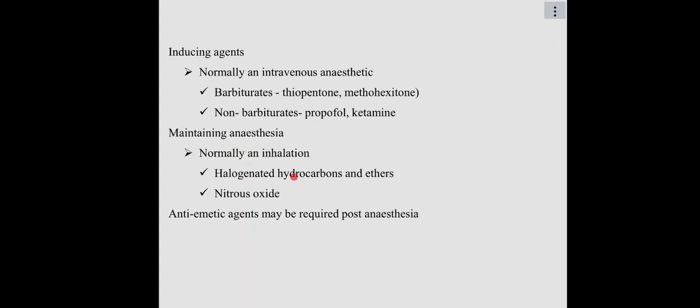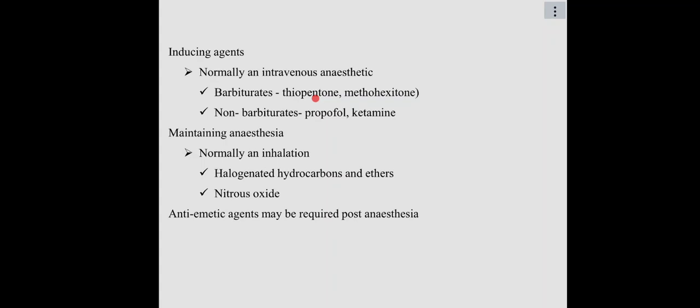Maintaining anesthesia is normally done through inhalation. So you have already given the intravenous because you want a rapid onset of the anesthesia. Rapid onset, and that's why when you go to theater, they tell you count 1, 2, 3. By the time you are getting to 3, you are off. So it's rapid, very smooth. You want smooth and rapid without incidents.